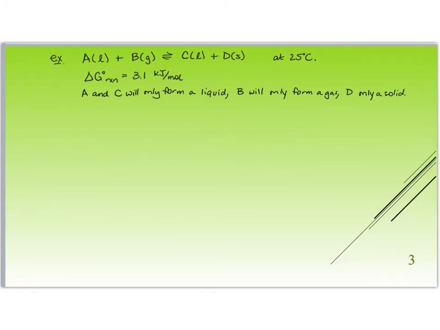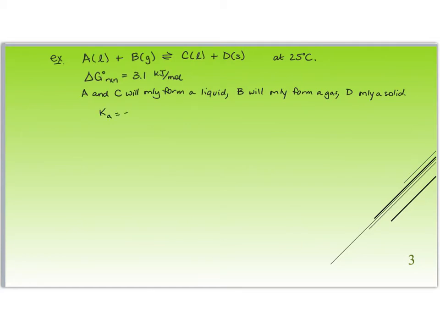So let's consider a reaction. Here I have a liquid and a gas that react to form a liquid and a solid. This reaction will occur at 25 degrees C, and the delta G of reaction is known to be 3.1 kilojoules per mole. Now in this case, A and C will only be in the liquid state. They will not tend to form a solid or gas. And B would only form a gas and D would only form a solid under the conditions that we might be interested in. And we can find the equilibrium constant.